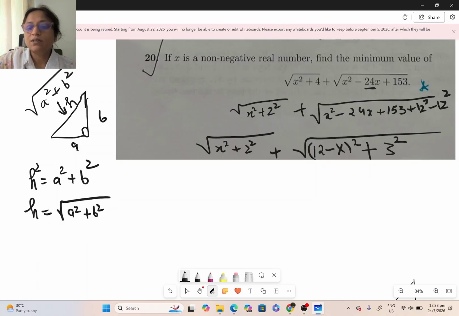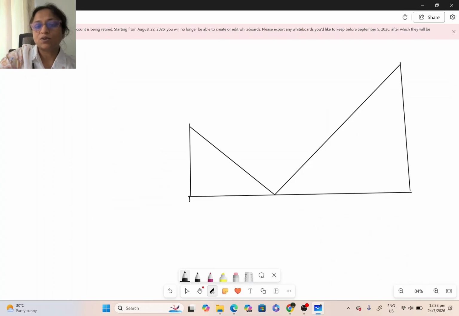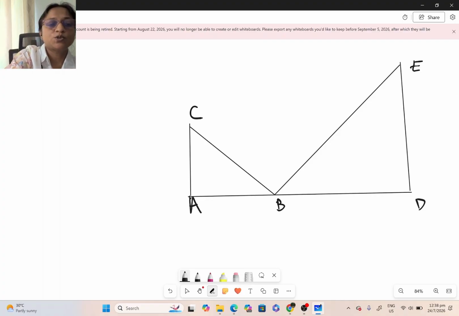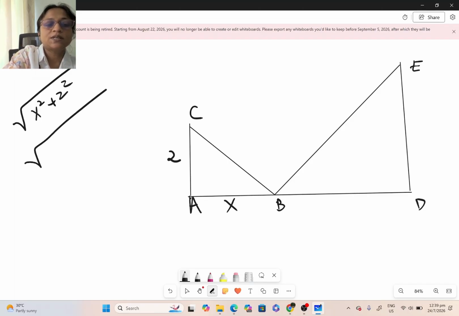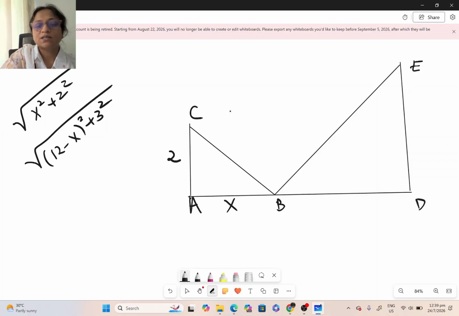Now let us interpret in terms of geometry. So if I make right angle triangles like this and call it say A, B, C, D and E. Looking at my expressions, x square plus 2 square: the smaller one I can call this x, and this 2. The other expression was 12 minus x whole square plus 3 square. I can take the same base, because 12 minus x plus x is 12. So if this entire distance was 12, this can be 12 minus x, and this is 3. These are my right angle triangles, right?